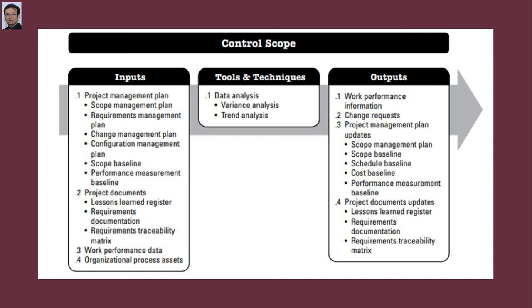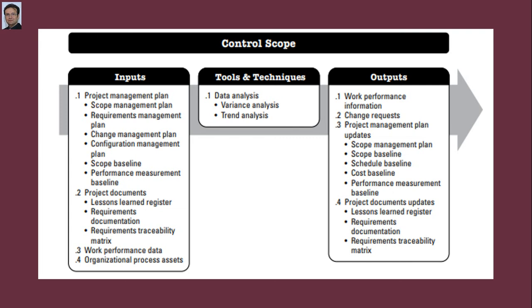In tools and techniques, we have 2 tools and techniques under data analysis. Number 1 is variance analysis and the other is trend analysis. Variance analysis is used to compare the baseline to the actual results and determine if the variance is within the threshold amount or if corrective or preventive action is appropriate. We use the earned value management tool and technique of control cost, and that technique is applied here in control scope and control schedule as well. So I'll upload my video on earned value management very soon.